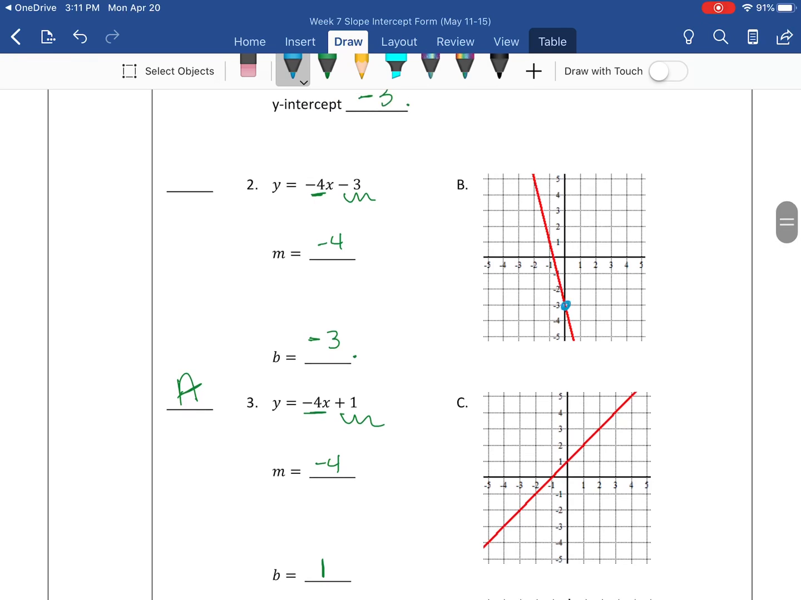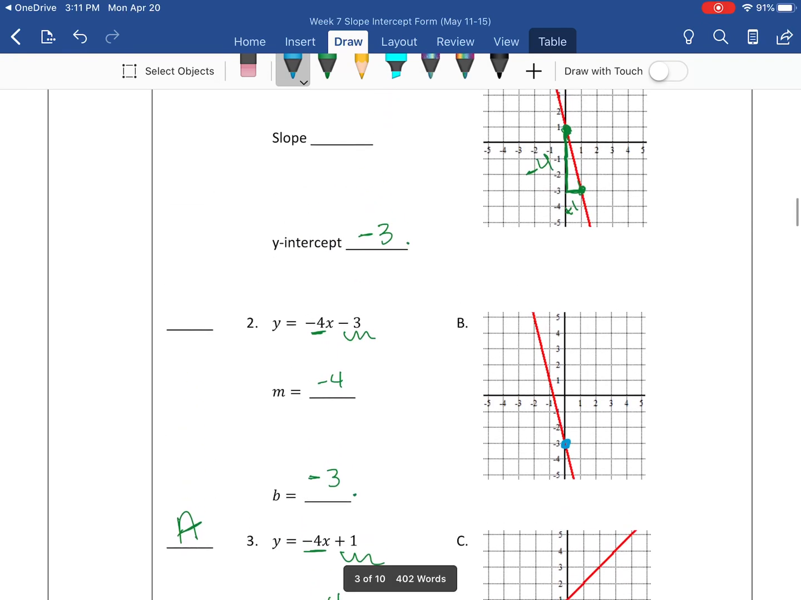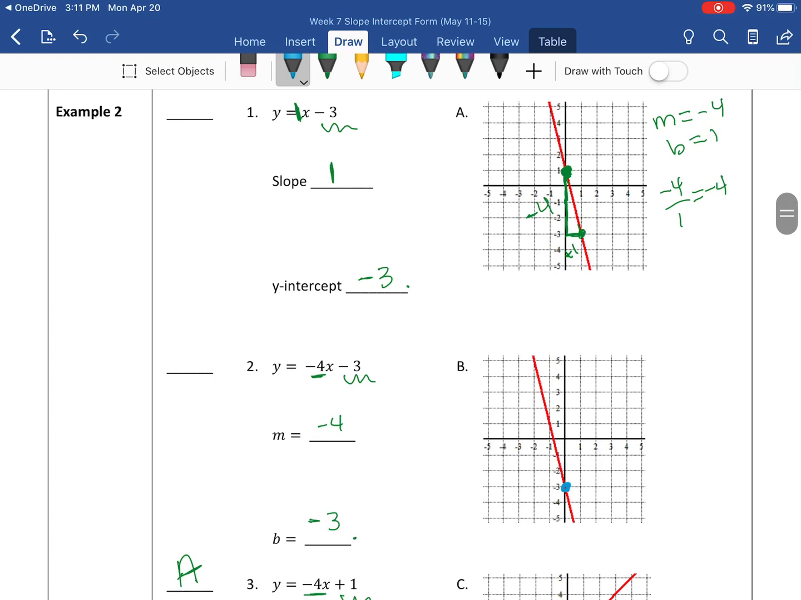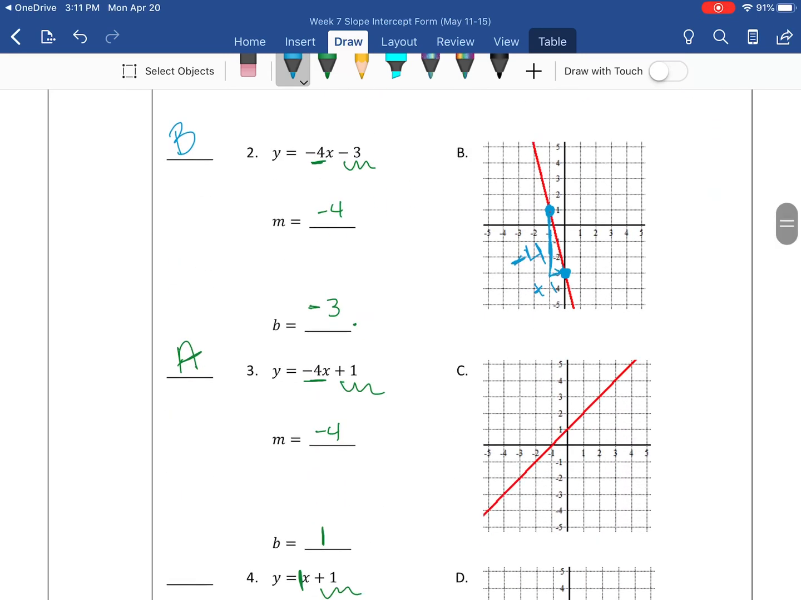Looking at letter B, we have a y-intercept of -3, so I know it has to match with number 1 or number 2. Well, for my slope to get from this point to my other point, I'd go down 1, 2, 3, 4, and over 1. So we'd have a slope of -4 again. Well, that would have to be number 2 because our slope is -4 and our y-intercept is 3. So letter B would match with number 2.